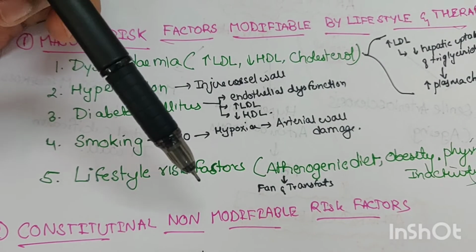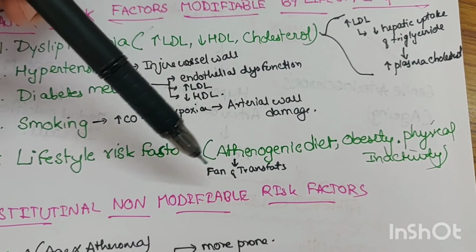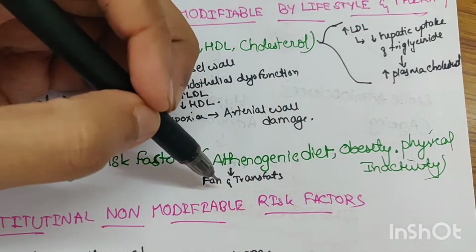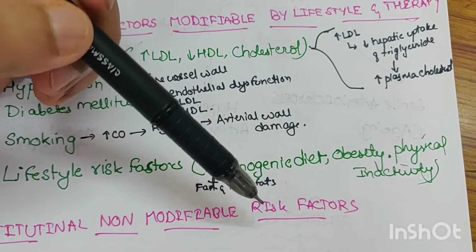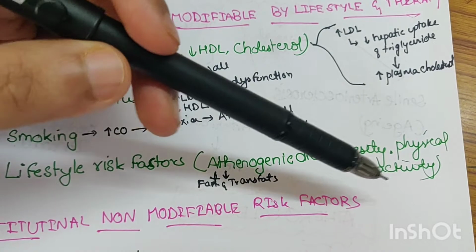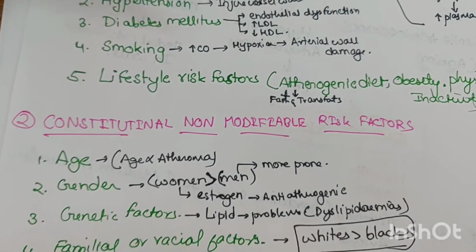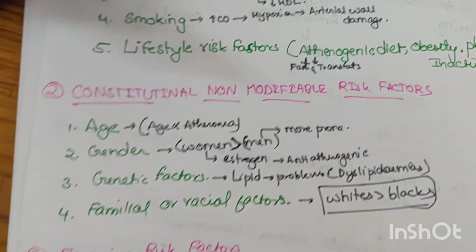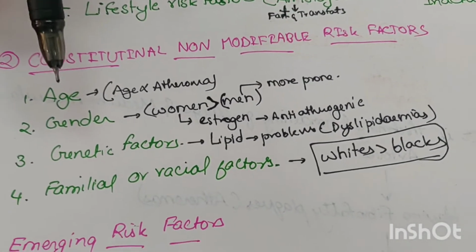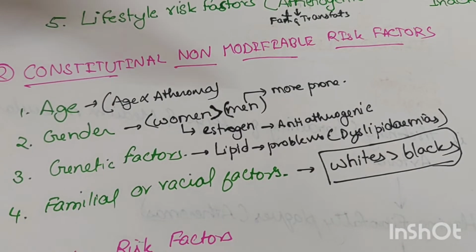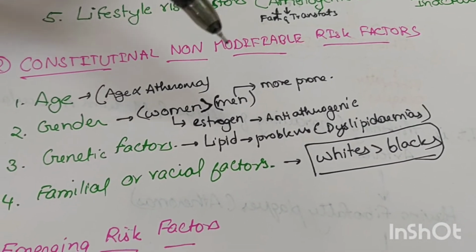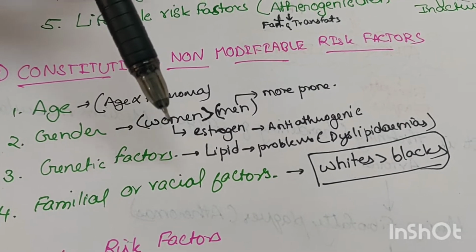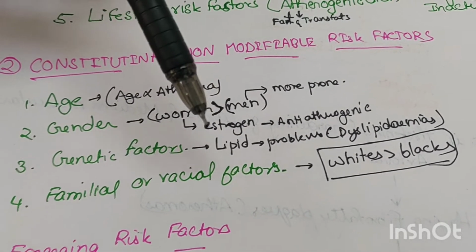Next, lifestyle risk factors, which are an atherogenic diet, with trans fat and more fat-containing foods, obesity and physical inactivity. And next we have constitutional non-modifiable risk factors, like age. With the increase in age, there is an increased proportion of getting atheromas. And next, gender: women are mainly safe or less prone to get atherosclerosis because of the estrogen.